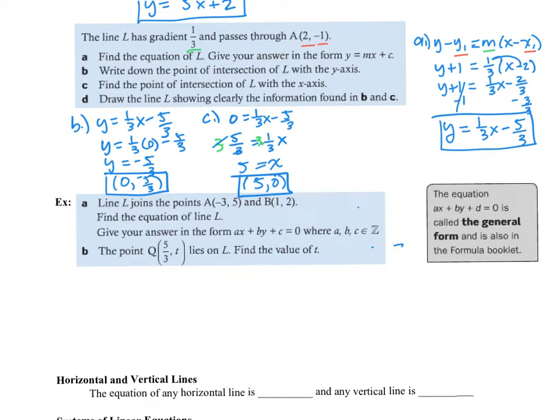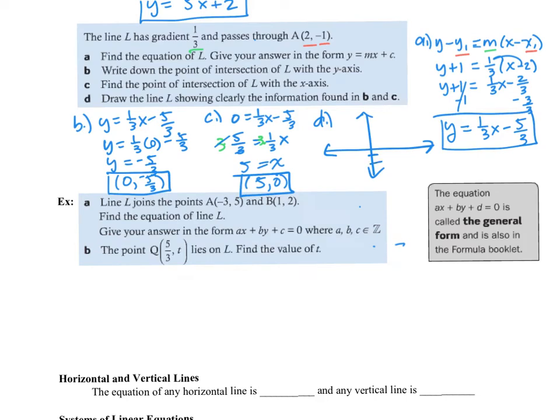And then letter D says, draw a line L showing clearly the information we found in B and C. All right? So for letter D, let's just set up some axes. I need to intersect the x-axis at the point (5, 0), and the y-axis at the point negative 5/3. This is negative 1 2/3. So I'm going to call this negative 1 and this negative 2, and then 1, 2, 3, 4, 5. Let's go ahead and put some numbers here so we have a scale on our axes.